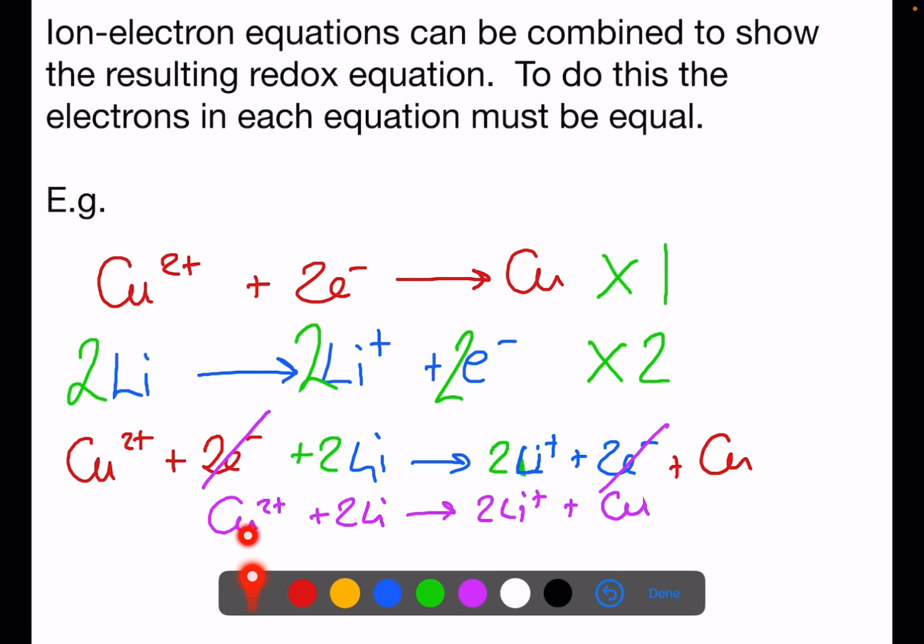A final check is that the charges on either side match. So we have 2 plus for the copper and 2 times 1 plus, so 2 plus overall for the lithium on the right hand side. This is the redox equation.